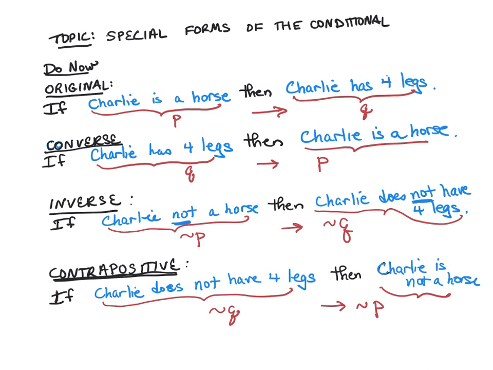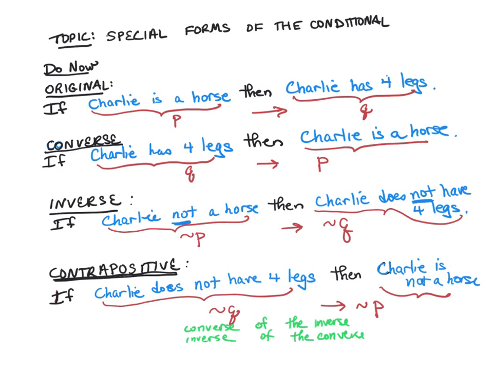We don't have to go back to the original. The contrapositive can be found in terms of its converse and inverse. Can you see how? The contrapositive is the converse of the inverse. So if you take the inverse and flip it, you get the contrapositive. It's also the inverse of the converse. We take the converse and negate each piece.